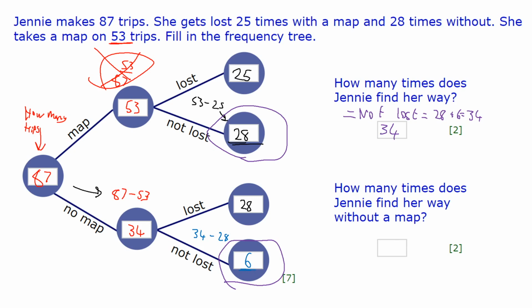Now we need to ask, how many times does Jenny find her way without a map? All we need to do is we need to look on the frequency diagram. Here she has no map. And so out of the 34 times she has no map, she gets lost 28 times, but only 6 times does she actually find her way. And that is our final answer.